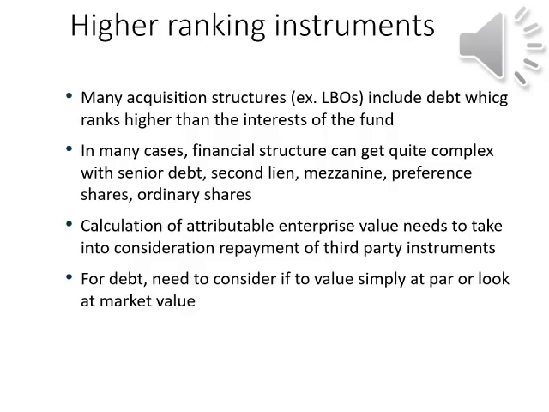Higher ranking instruments. Many private equity structures, such as acquisition structures and leveraged buyouts, will include debt which ranks higher than the equity interest of the fund. In many cases, this financial structure can be quite complex, where we have senior debt with security, second lien, so debt that has a second claim on a collateral, mezzanine, which tends to be an unsecured debt, preference shares, which may have some debt characteristics, for example, in the case of them being redeemable, and ordinary shares. And so the calculation of this enterprise value needs to take into consideration any repayment of third-party instruments.